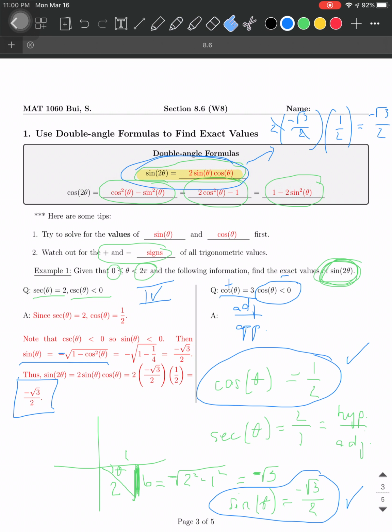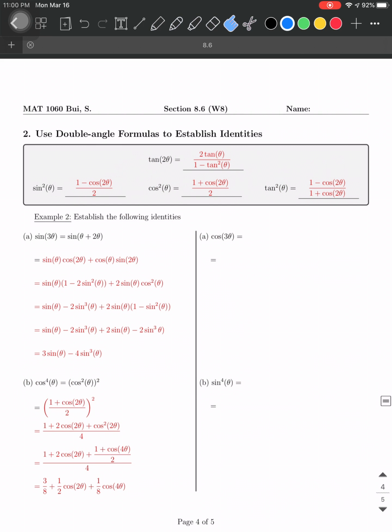Okay, moving on to the next topic. What do we have here? We have the last formula for the double angle, which is about tangent. We did it earlier, but in here, let's just make it formal. We have tangent of 2 theta equals 2 tangent of theta over 1 minus tangent squared of theta. This is one of the formulas I want you guys to memorize.